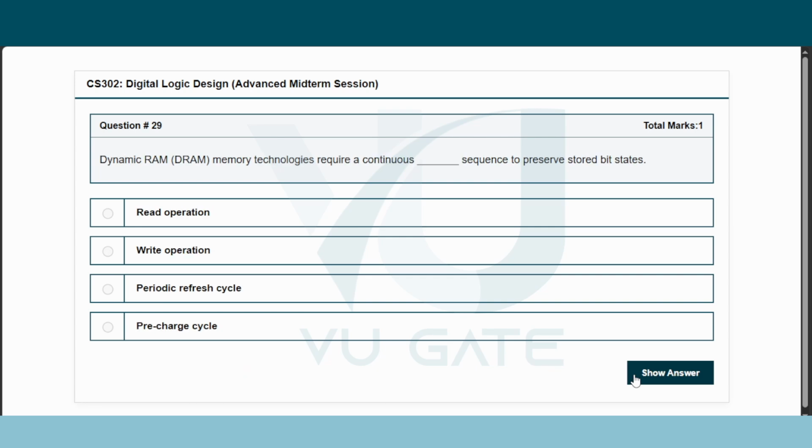Let's look at question 29. Dynamic RAM memory technologies require a continuous blank sequence to preserve stored bit states. The correct answer is periodic refresh cycle. Turning now to question 30. Which type of logic circuit hazard produces multiple erratic transitions where only a single clean transition was intended? The correct answer is dynamic hazard.